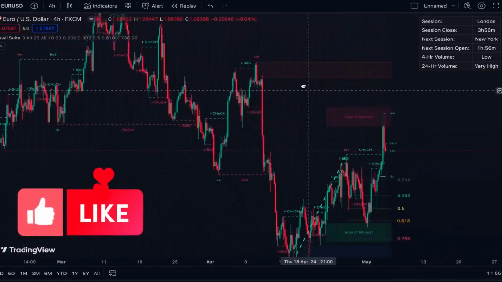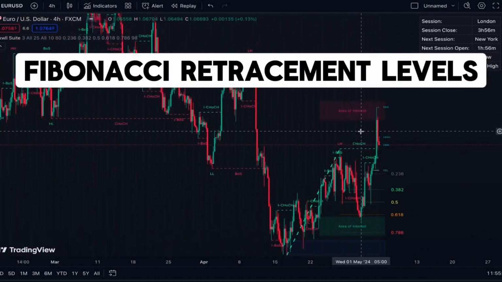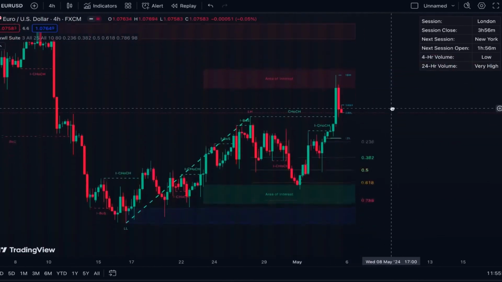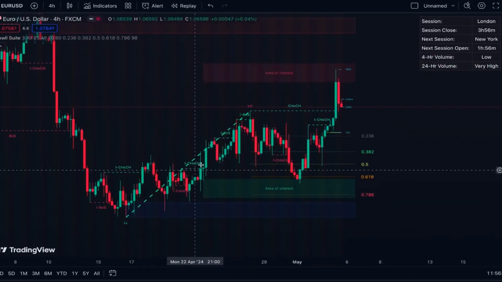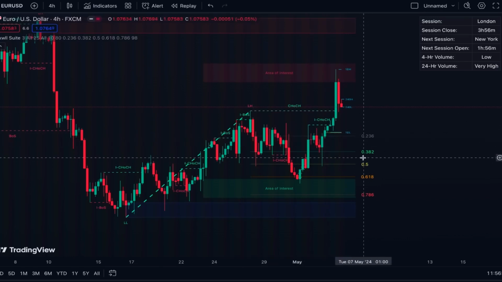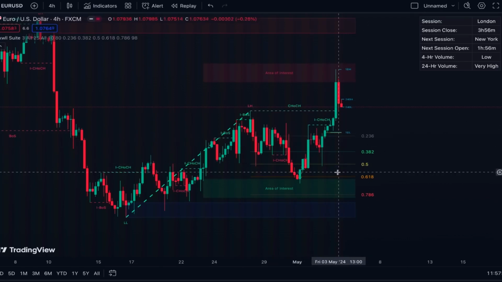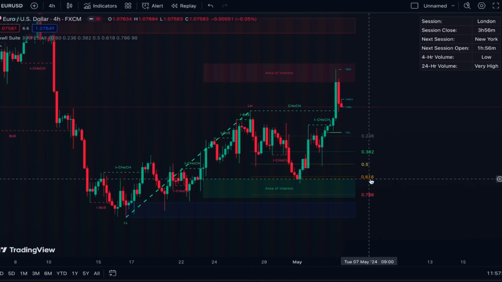Alright, the last concept shown by this indicator is Fibonacci retracement levels. As you can see, the indicator used the starting point and ending point of this movement to draw these Fibonacci retracement levels. Fibonacci ratios are very popular among traders, especially for finding the end of pullbacks. Many of the times, pullbacks end somewhere between 50% and 61.8%, with this level being the more common one.